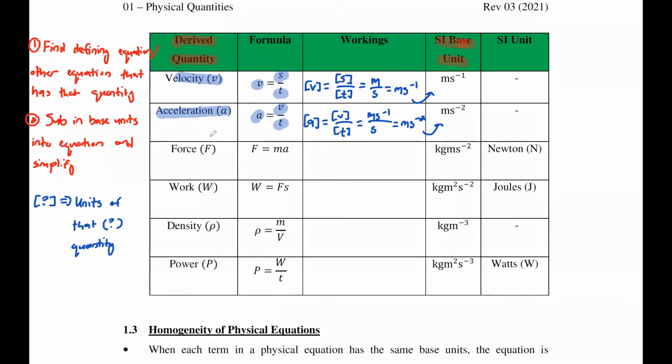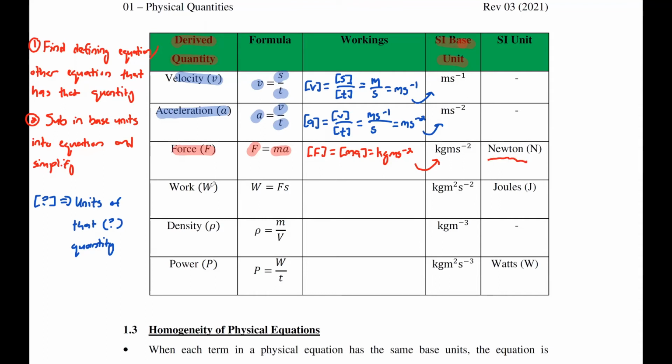Now, if you want to find the units of force, you know that force is given by equation F equals ma. So the unit of force is equals to the unit of mass times acceleration. So unit of mass is kg, unit of acceleration is meter per second squared. So your expression is kg meter per second squared for the SI base unit of force. Now, as I mentioned before, there are certain derived quantities where you use special units. In this case, force has a special unit of Newton.